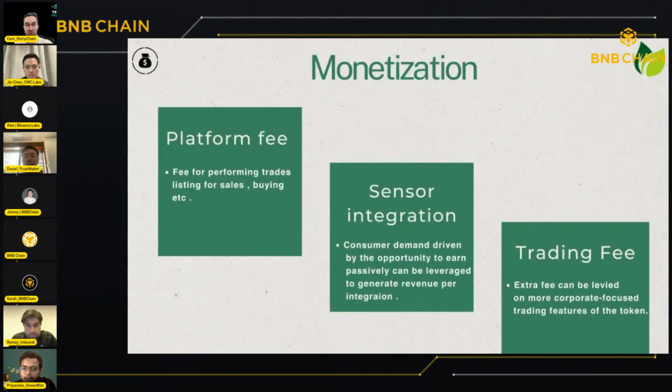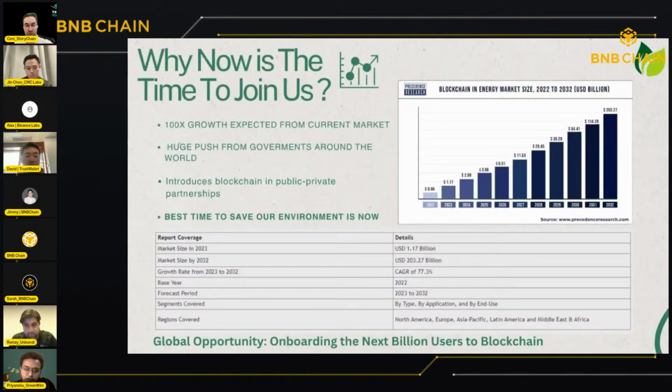Okay, so now we have seen the working. These are our current monetization plans. Firstly, the platform fee, which we can take for different trades and sales performed on the platform. As the popularity grows, we can charge a certain fee to different manufacturers for sensor integration. And as corporates need more tailored features for themselves, we can charge for custom features too.